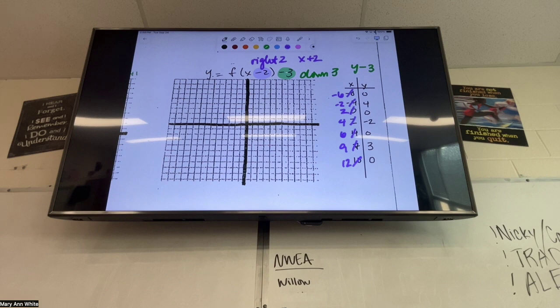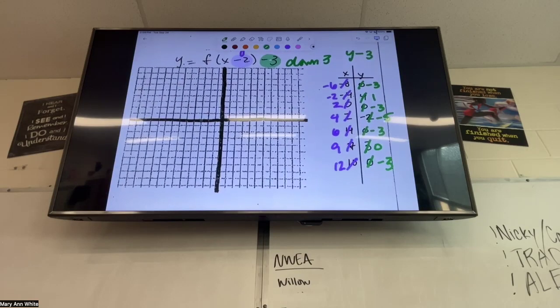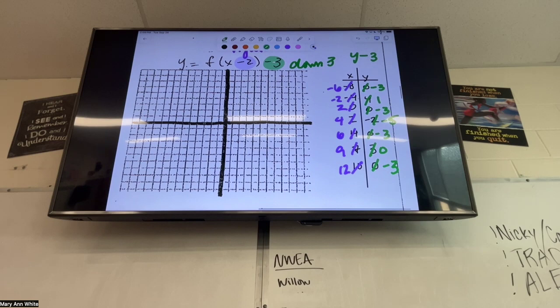And then we can take all of our y's and minus 3. And then we'll just take those new points and graph those. Everybody doing okay? I have you all?